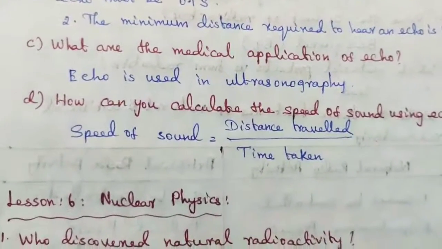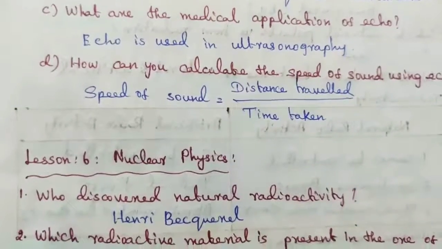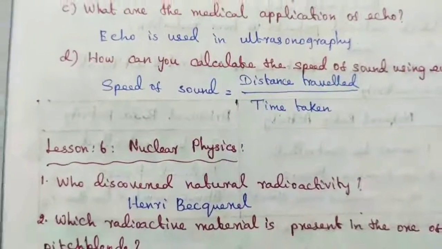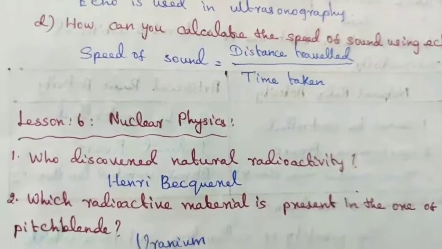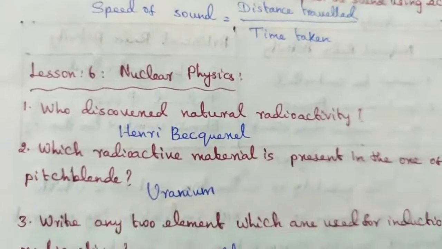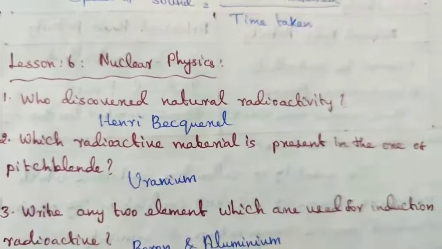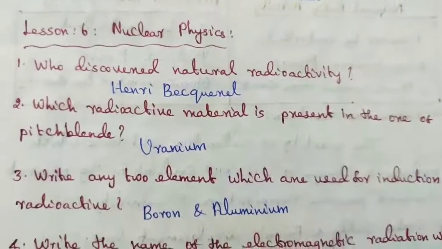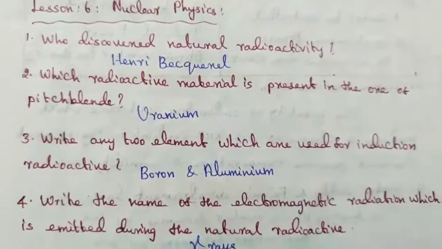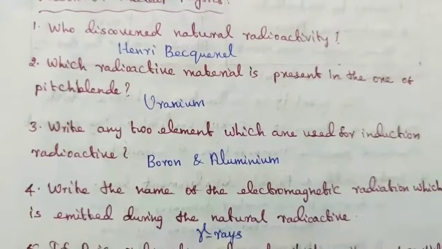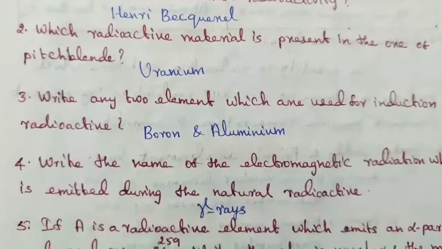Lesson 6, Nuclear Physics. Who discovered natural radioactivity? Henri Becquerel. Which radioactive material is present in the ore of pitchblende? Uranium. Write any two elements which are used for inducing radioactivity: boron and aluminium. Write the name of the electromagnetic radiation which is emitted during natural radioactivity: gamma rays.